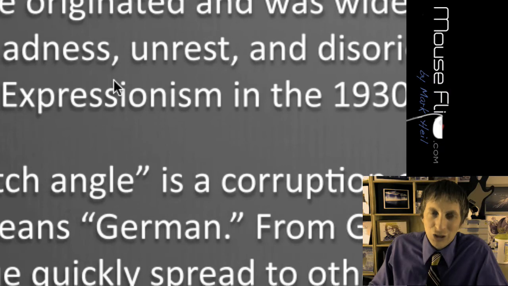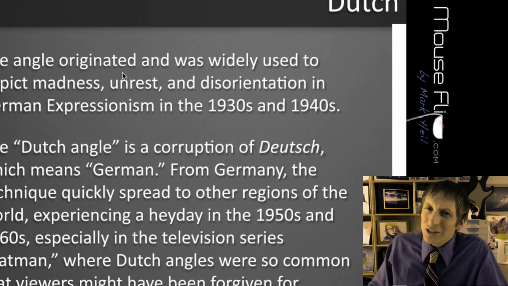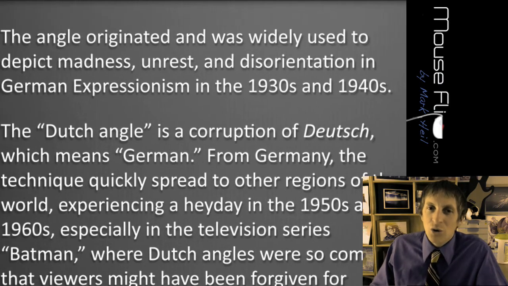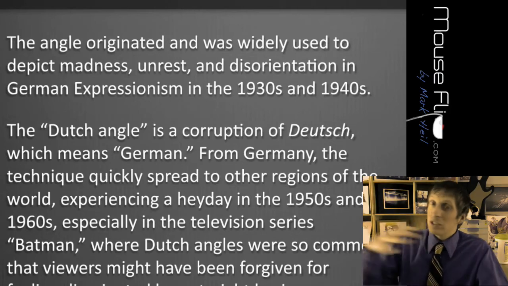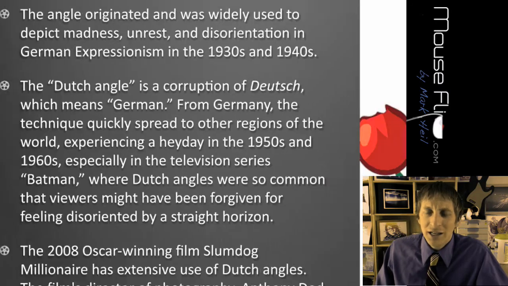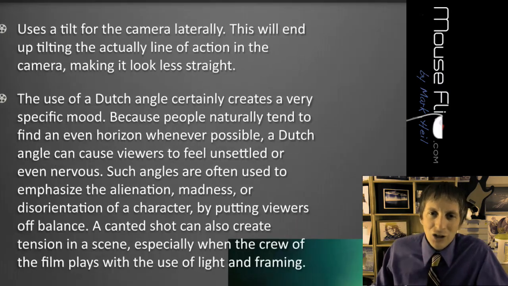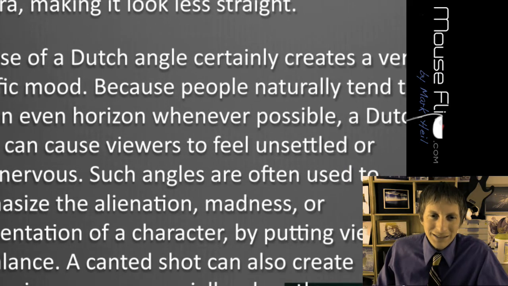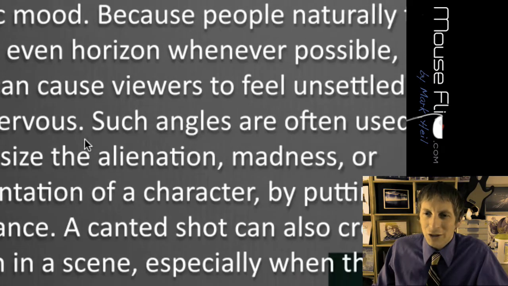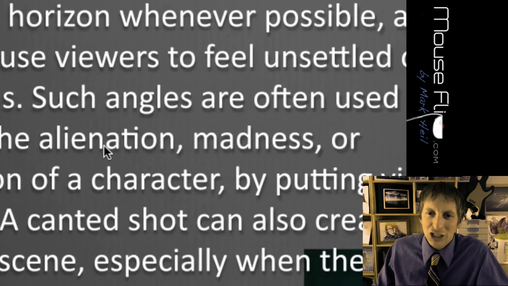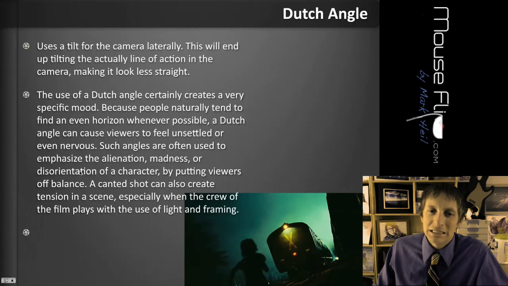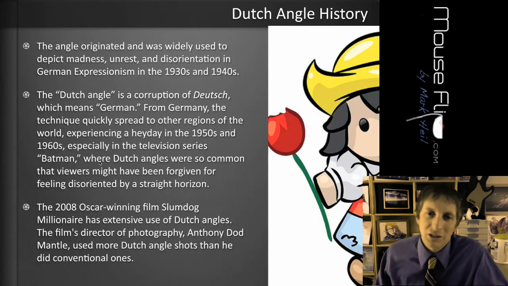This angle, the Deutsch angle. Germany was going through some rough times in the 30s and 40s, with the war and things were very bleak. So film producers wanted to convey this environment that was going on in Germany. So they made this angle for the shot, and with this angle, you're getting an unsettled or nervous feel to it. Such angles are often used to emphasize alienation, madness, or disorientation of a character by putting the view off balance. So you can get a sense of what kind of viewpoint they're going for.